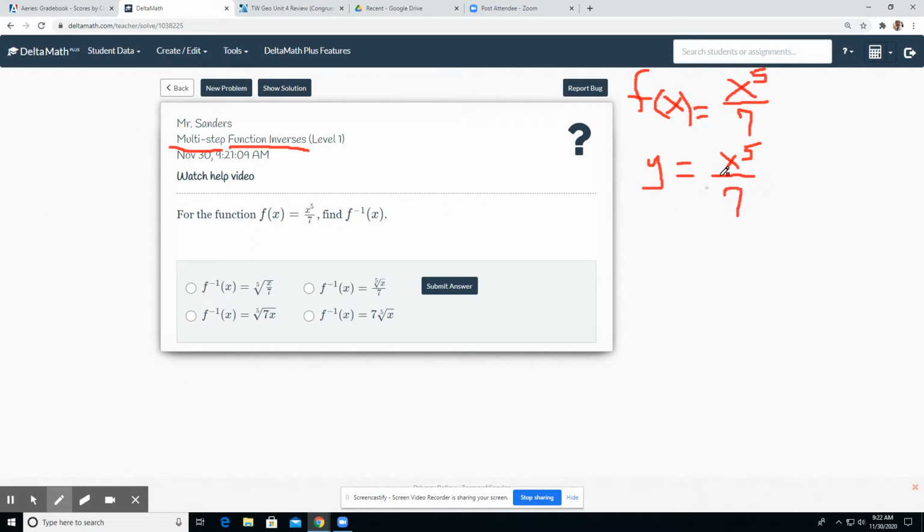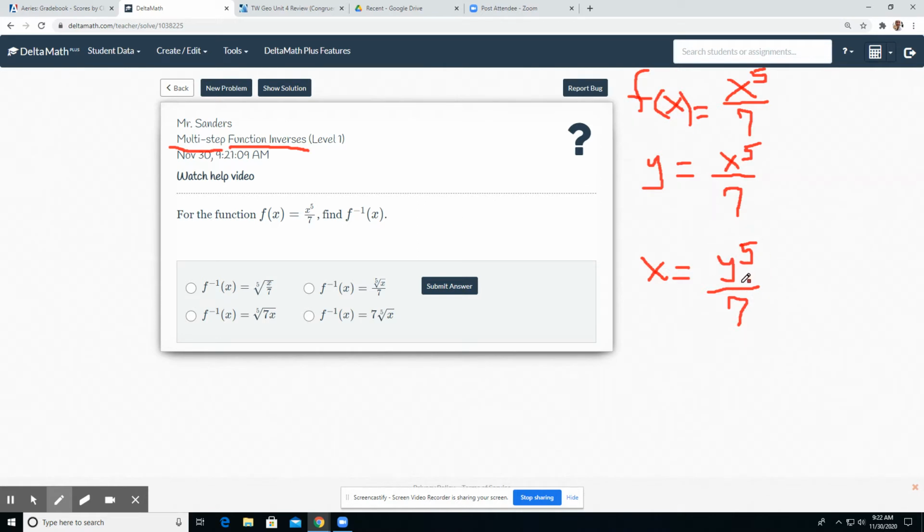Then you want to switch the letters. You have to switch the letters. That's kind of the tricky step for inverses. So that now becomes x equals y to the fifth over 7. All I did is I interchanged x and y. And for the inverse, this is just like reflecting over the y equals x line. Remember, that's what an inverse is. It's the reflection over the y equals x line, or you switch x and y.